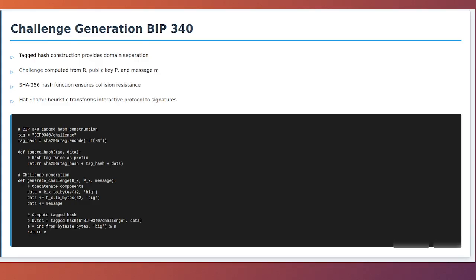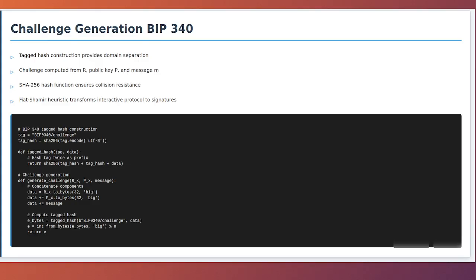Challenge generation. The challenge value E is the component that binds the signature to the specific message being signed and the public key being used. In the original interactive Schnorr identification protocol, the verifier would choose a random challenge and send it to the prover. However, for a signature scheme, we need a non-interactive version where the signer can produce a signature that anyone can verify later without any interaction.